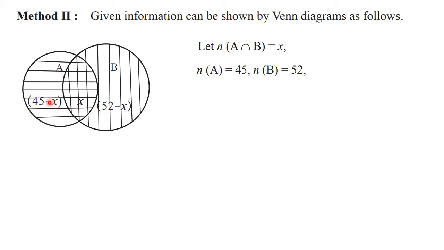You cannot write 45 here. It is wrong. Total students are 45 and X are already taken here. Therefore, in the remaining part, you have to write down 45 minus X. Similarly, for the remaining part of set B, you write 52 minus X. Total number of students playing Kho-Kho is 52 minus X. That is the remaining part.